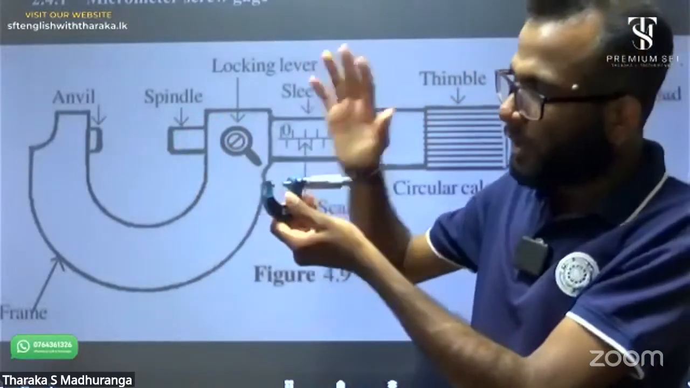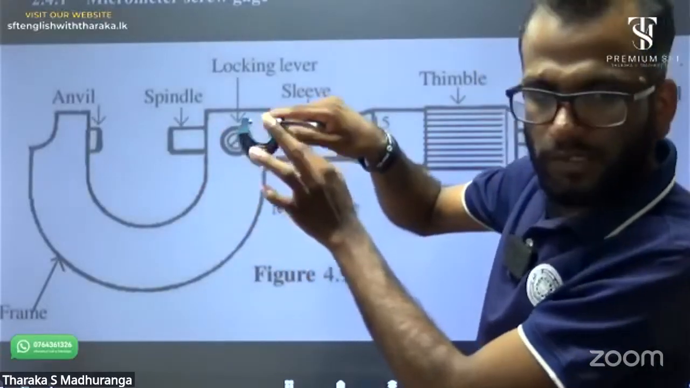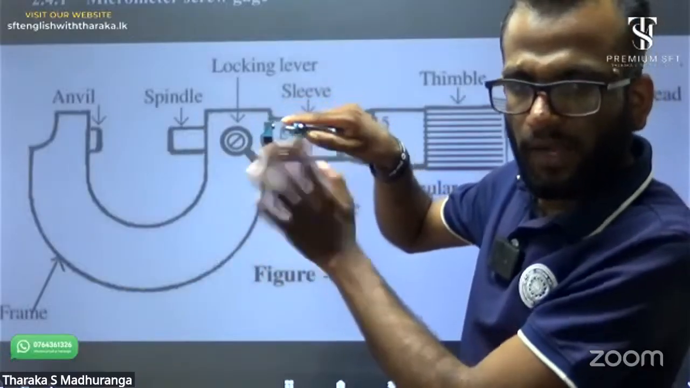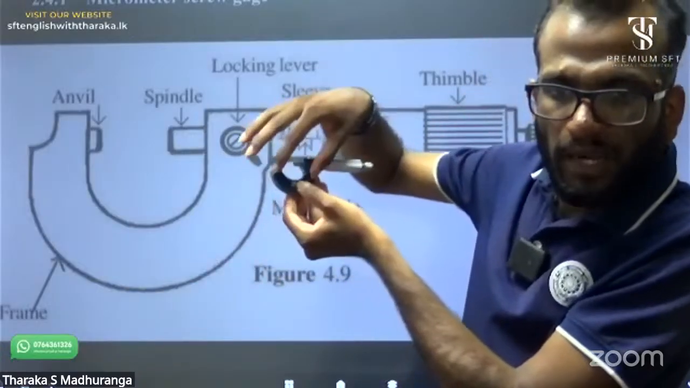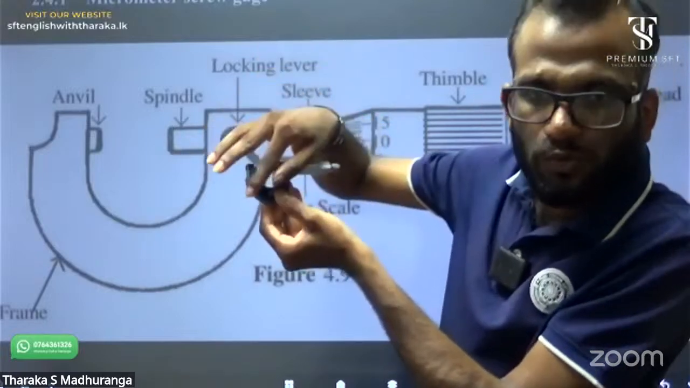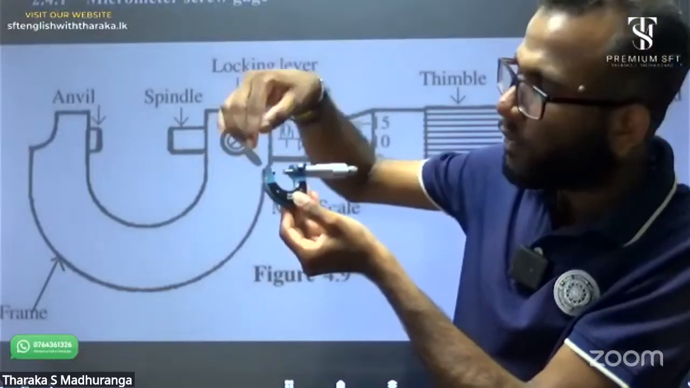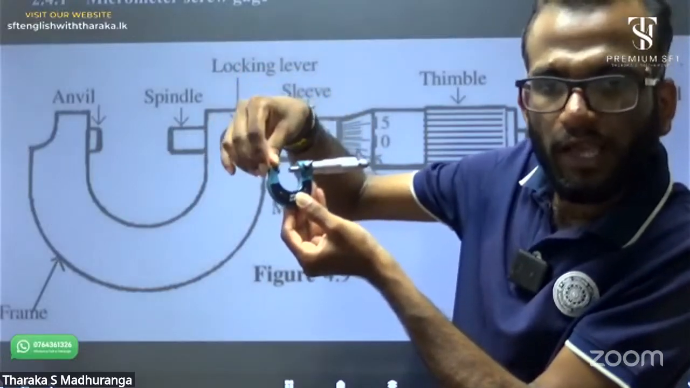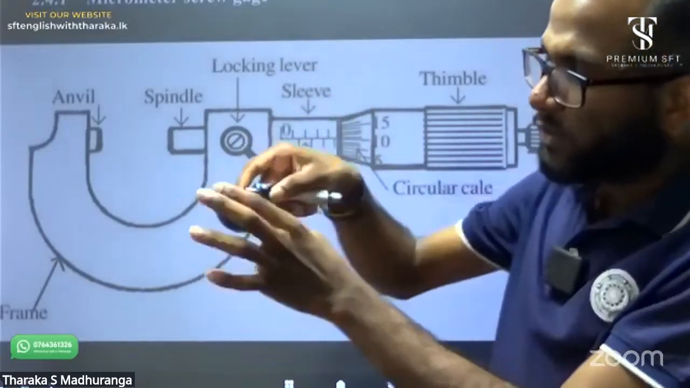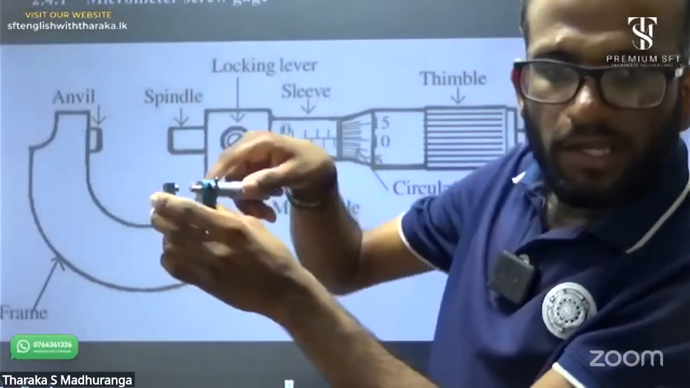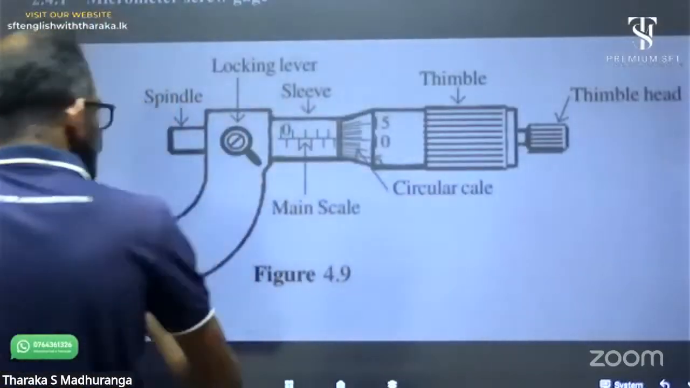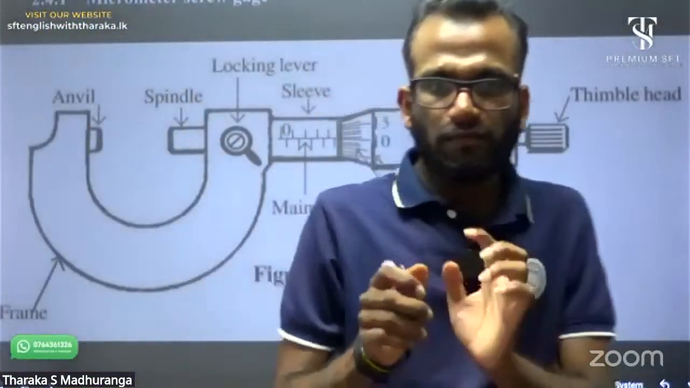Can you see this U-shaped curve that we call the frame? All parts of the micrometer screw gauge are attached to this U frame. Actually, all parts are connected to this U frame. What's the name? It is frame or U frame, both correct.